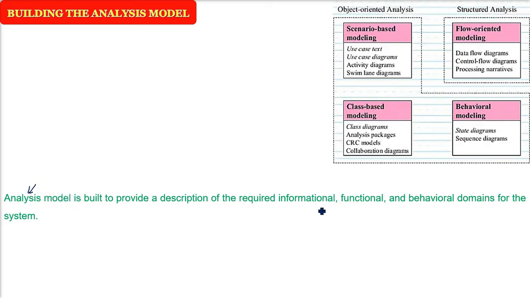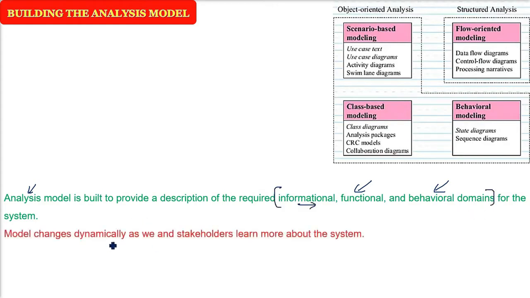That is, it will give you a description of the informational, functional, and behavioral domains of the system. Because how the system is going to work, what the data is, how it is going to function, what the behaviors, events, and triggers are. These all have to be catered for. Okay. So these analysis models will change, because every time you make one and sit with stakeholders, it is going to change.